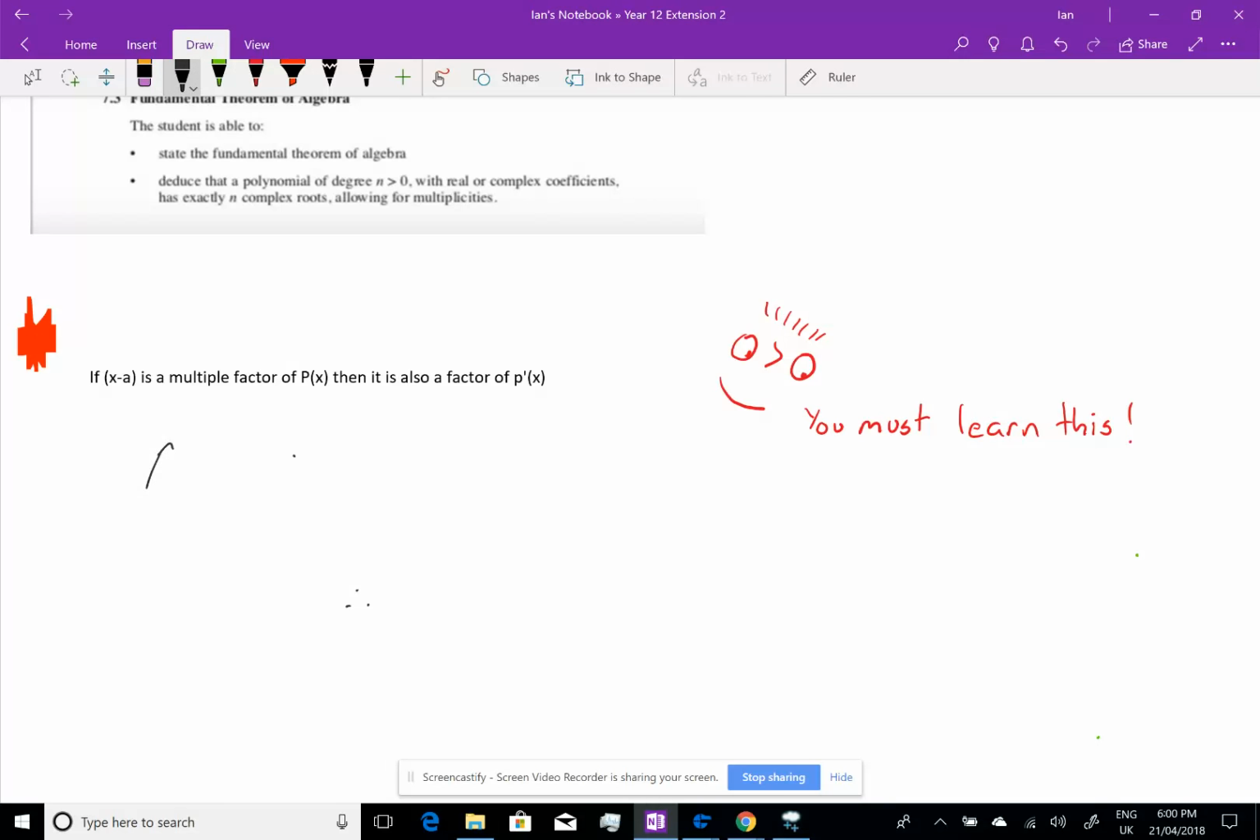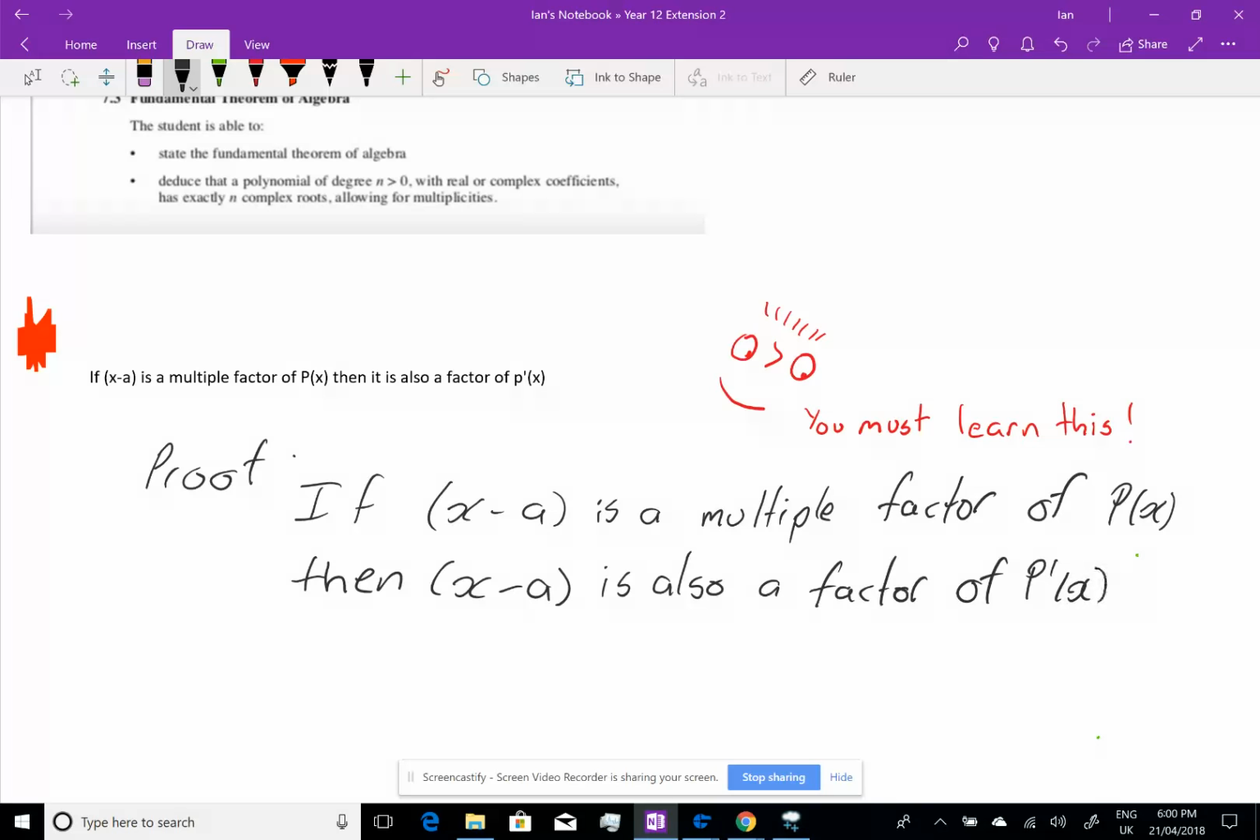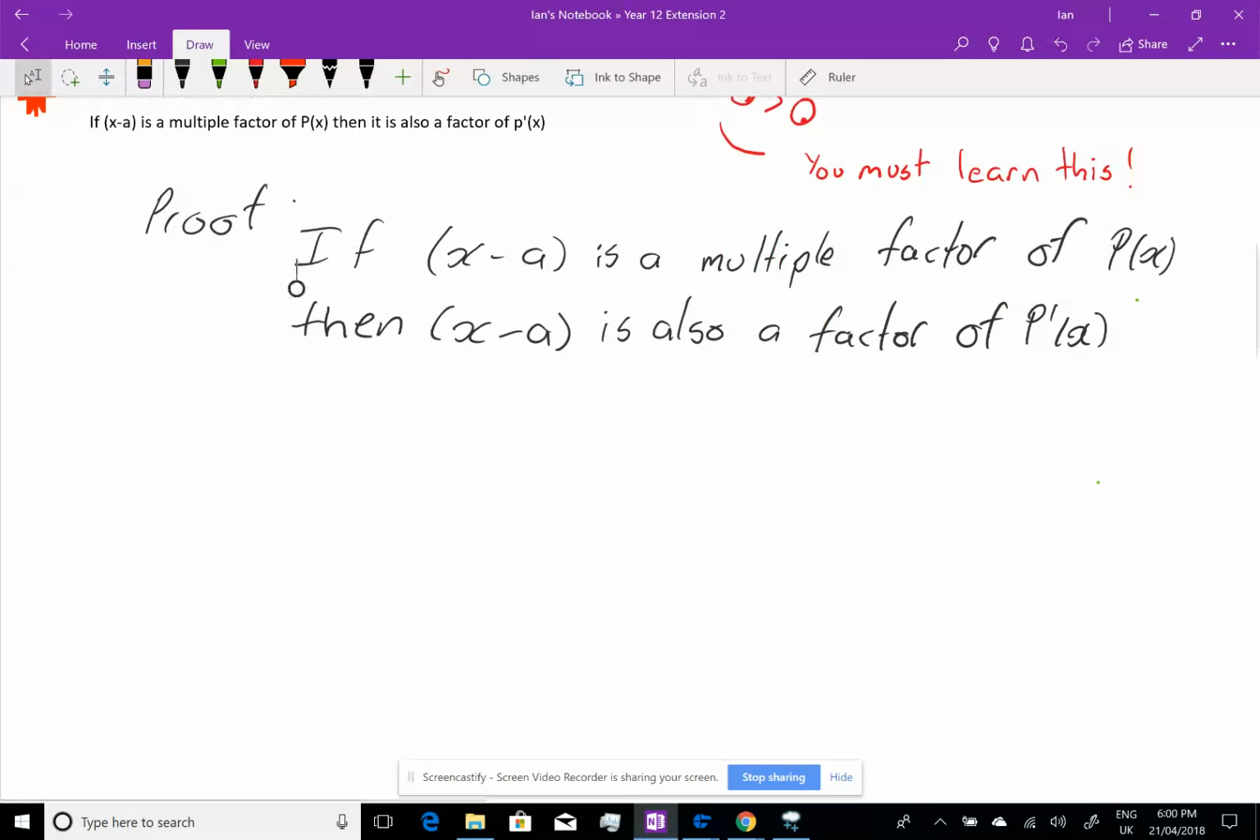So, our proof. If x minus a is a multiple factor of some polynomial p of x, then x minus a is also a factor of p dash of x. Okay, so now we're going to prove that.